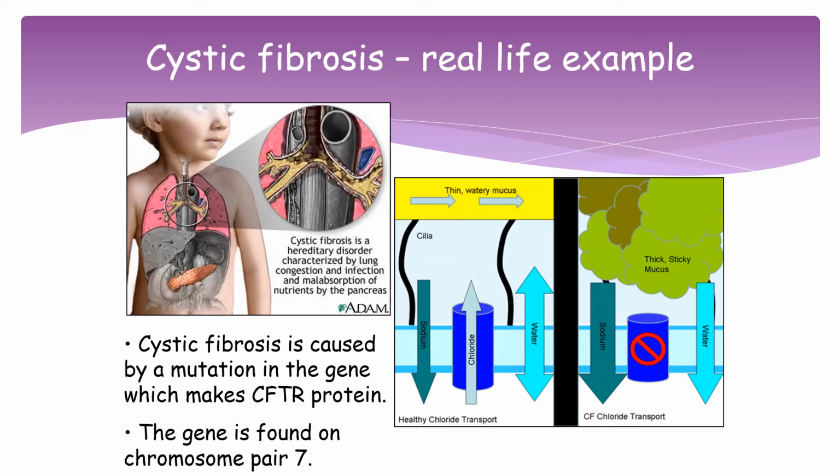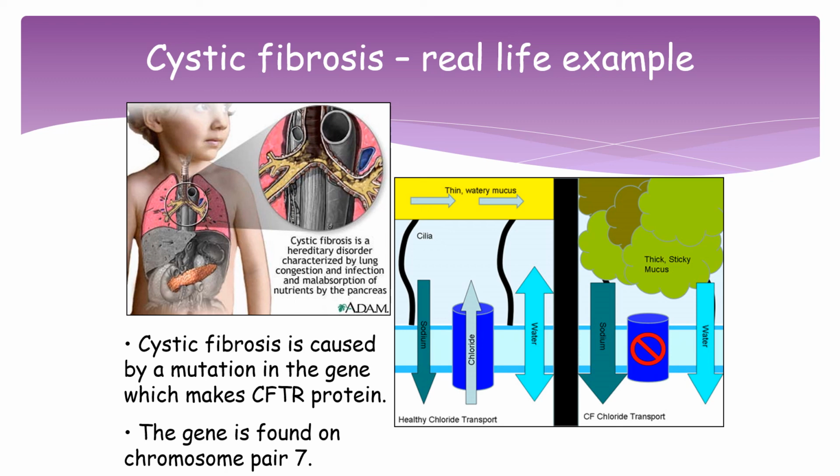Another real life example is one of your CFTR proteins. So that is a channel, okay, and it's responsible for pumping out chlorine, which then is responsible for allowing water to be transported in, which then thins the watery mucus.